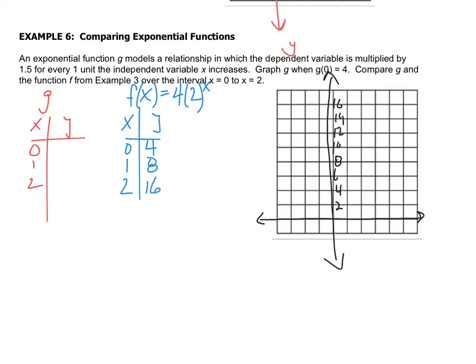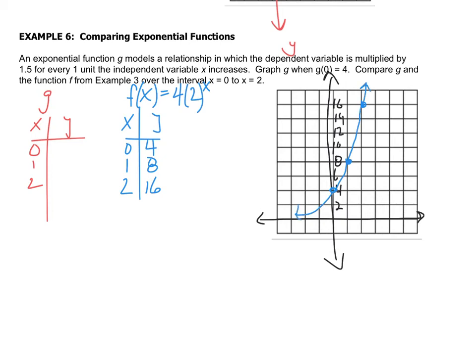Now if I plot that blue graph, 0, 4, 1, 8, and 2, 16. Kind of looks like a straight line, but we know it's not, right? It would be doing something like that.